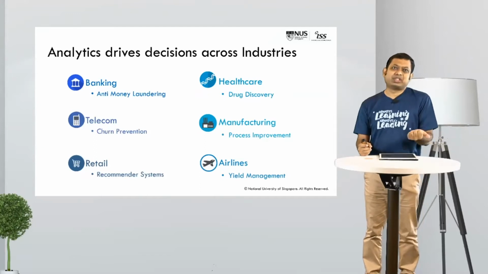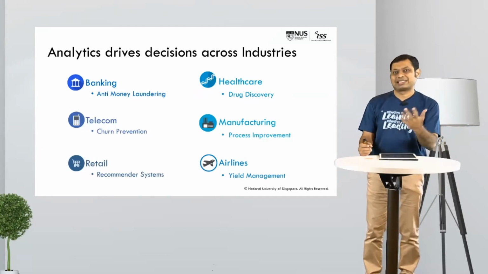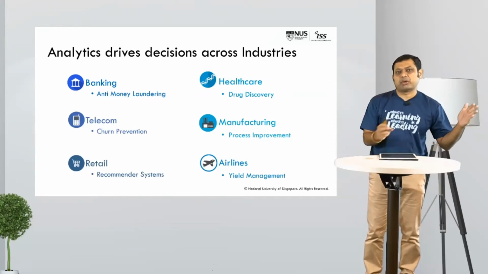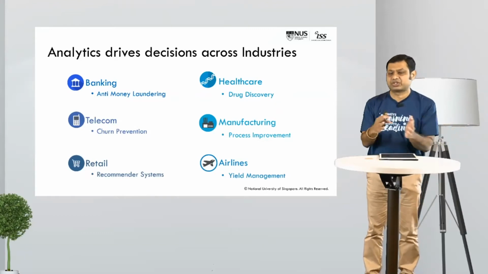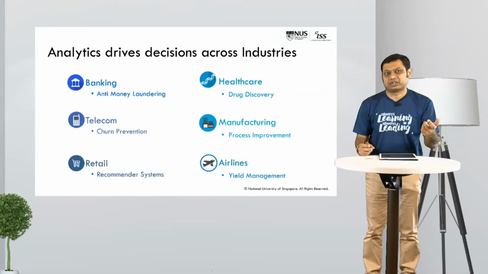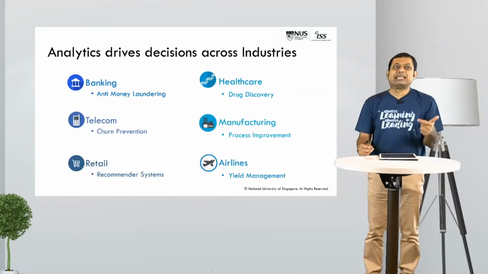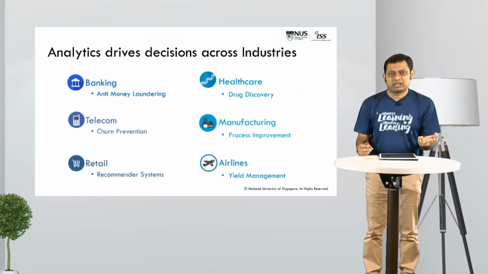Telecom has been obsessed with churn prevention for quite some time. The term churn means anybody who's moving from one service to another would have churned from service A to service B. The same keyword within banking is attrition. So churn prevention is something that attracts quite a number of analyses within the telecom space. Let's move on to retail.